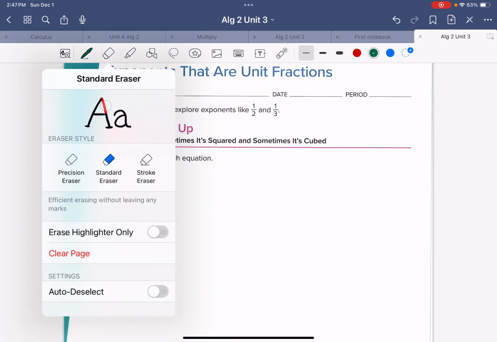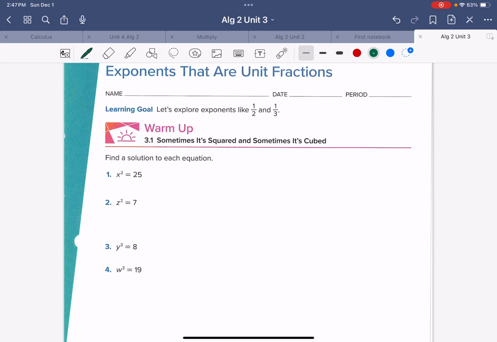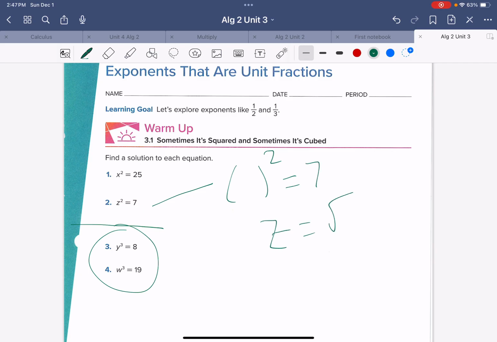What's a little bit confusing about this is there's like an invisible line here. When you take the cube root of something, you only get a positive answer or a negative answer. But when you take the square root in an equation, you get two answers. So in number 2, something squared is equal to 7. There are two answers that work. Z would be the square root of 7, and also negative the square root of 7.